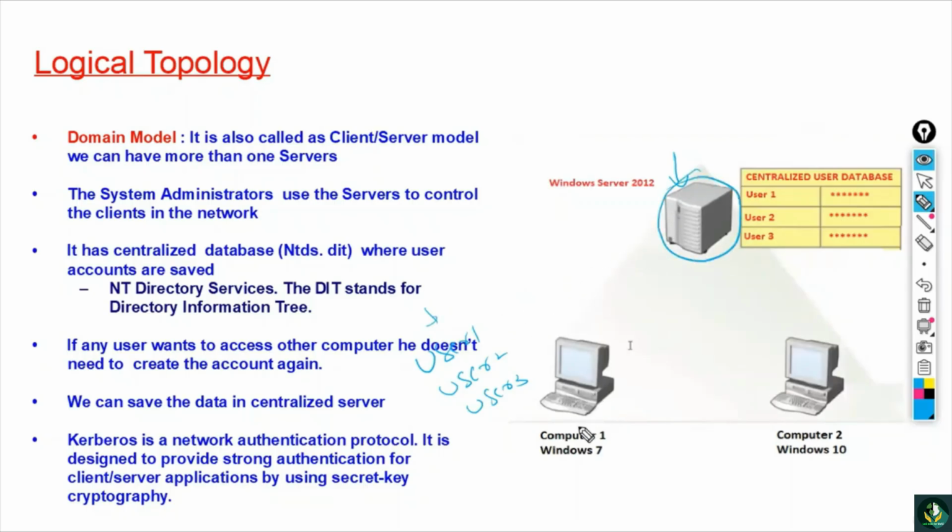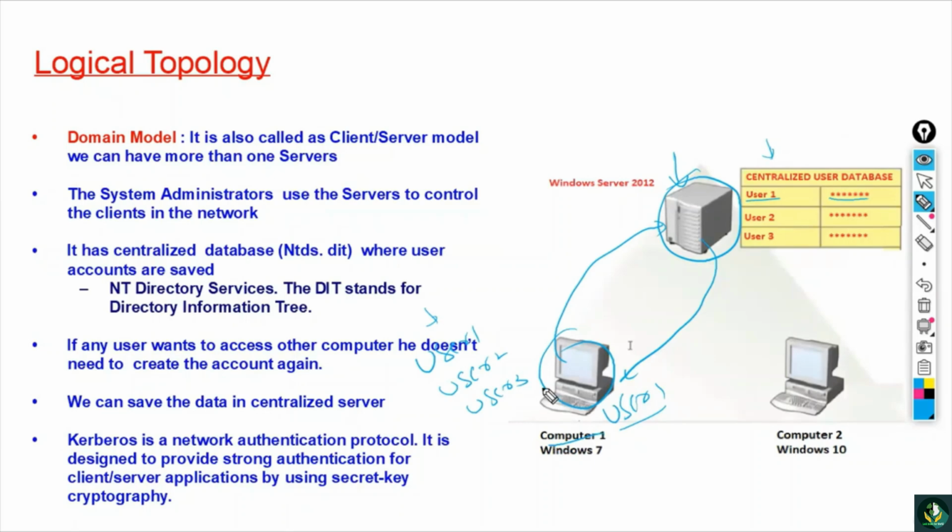Let us say user 1 wants to use computer 1. He will log in, enter his username and password, and the request will go to the server. The server has the database. We have created the usernames and passwords on the server. So the server will check whether user 1 is available in the database or not. It is available and the password is also correct. Then it will allow user 1 to use computer 1.